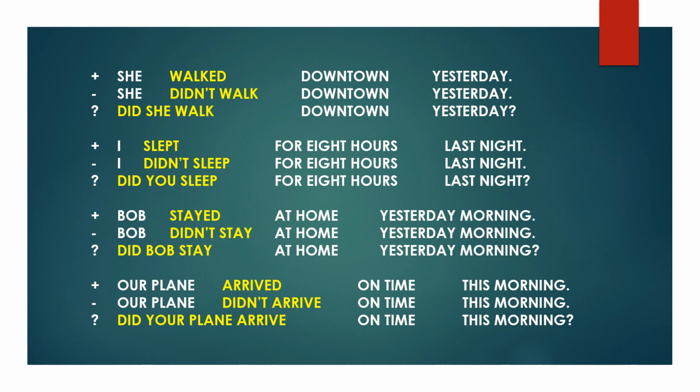The next: Bob stayed at home yesterday morning. He didn't stay at home yesterday morning. Did Bob stay at home yesterday morning? All planes arrived on time this morning. All planes didn't arrive on time this morning. Did your plane arrive on time this morning?